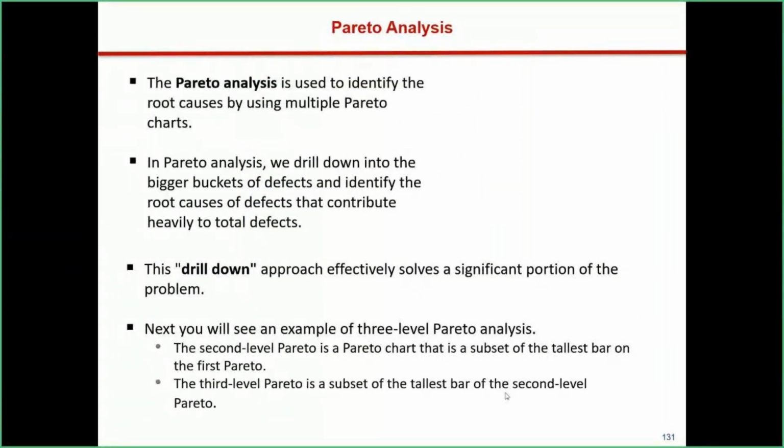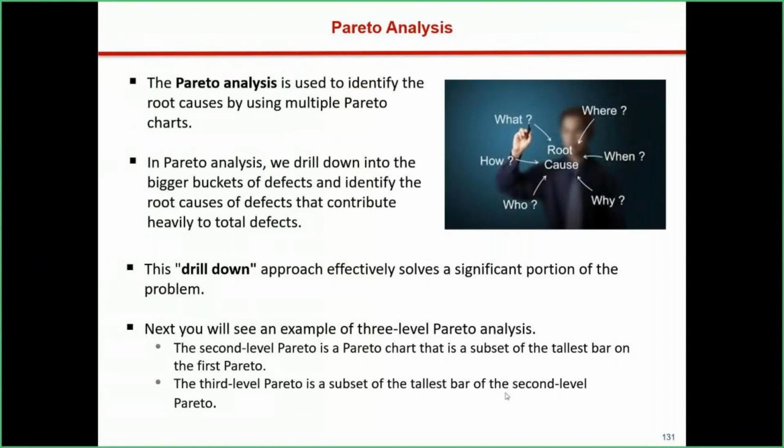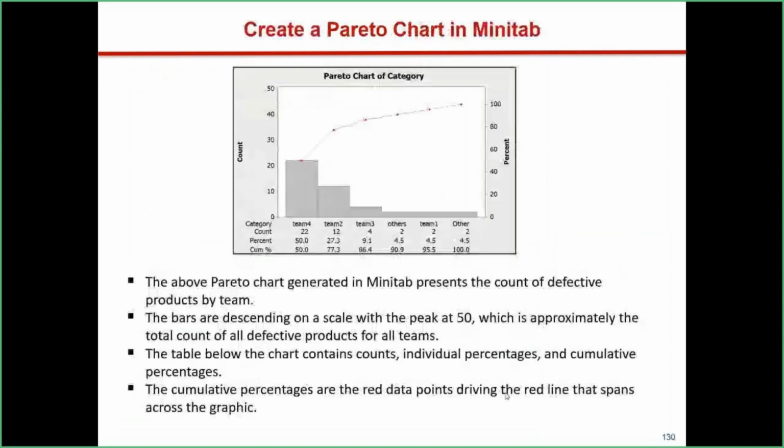So Pareto analysis is used to identify root cause by using multiple Pareto charts. What we just did is create a single Pareto chart. This way, if I have to apply the 80-20 rule, I can understand which are the top two teams who are contributing close to 80%.